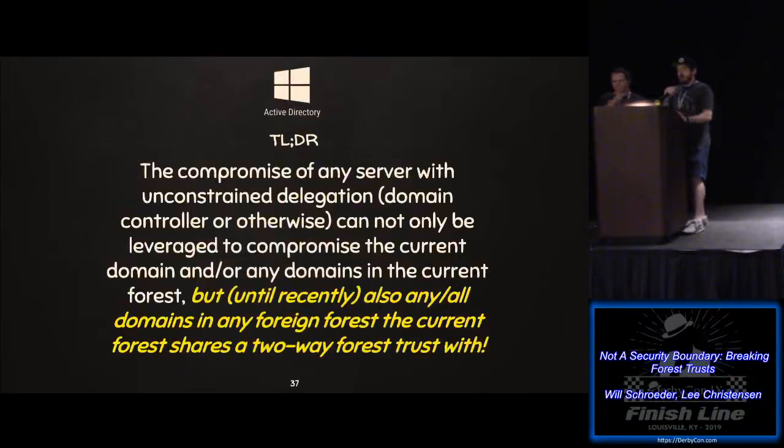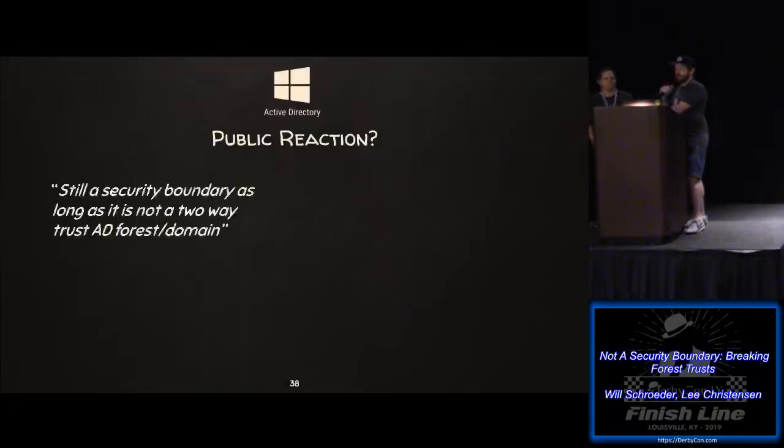This is actually the demo video for the proof of concept that we sent in to Microsoft when we filed this. So the TLDR of this is, if you compromise any server with unconstrained delegation, domain controller or otherwise, you can use that access with the printer bug to compromise the current domain, all domains in your current forest, and until recently, all domains in any foreign forest that there's a two-way forest trust with.